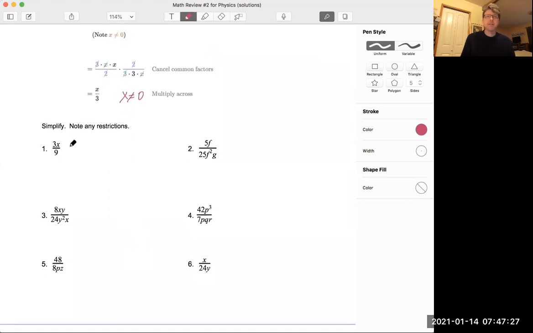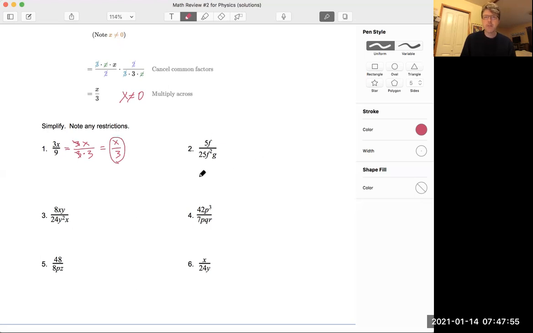let's simplify this. No restrictions because there's no variable in the denominator. But let's just write out that this is 3x on the top, and the denominator would be 3 times 3. And so cancel 3 and 3. So we just get x thirds, no restrictions, x over 3. All right, next one.